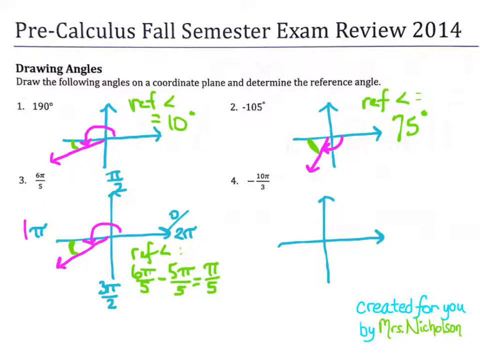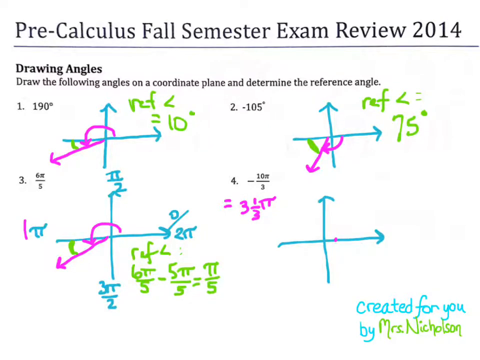Negative 10 pi over 3. So again, we're going to be starting at the positive x-axis and moving in the negative direction. We're going to move down. And 10 pi over 3, it's bigger than 1 pi. In fact, it's even bigger than 2 pi. If I change this to a mixed number, I get 3 1/3 pi.